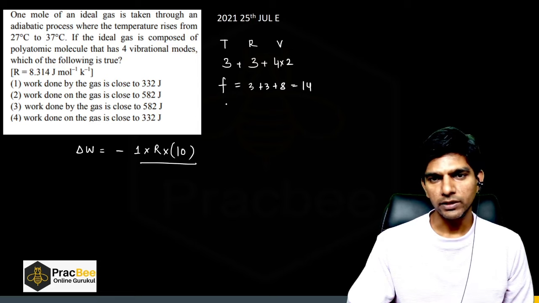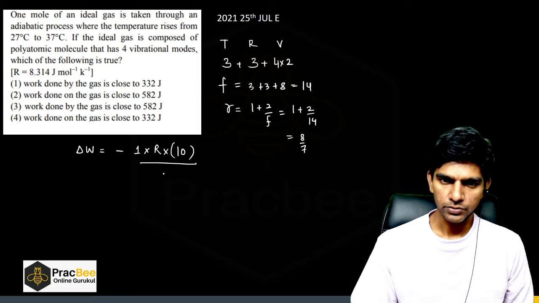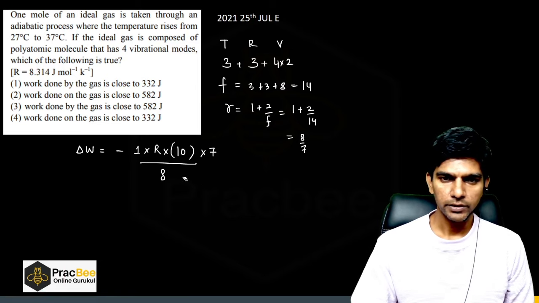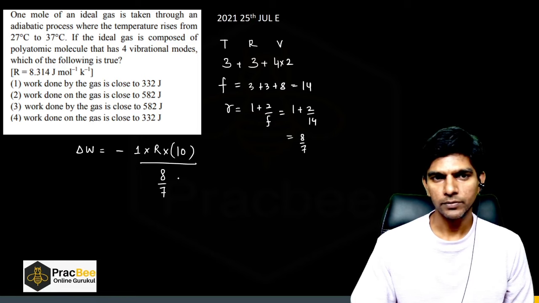So if F is 14, gamma will be 1 plus 2 by F. So it is 1 plus 2 by 14. So it is nothing but 8 by 7. Sorry, the formula has gamma minus 1, so 8 by 7 minus 1, right? So basically this is the formula.